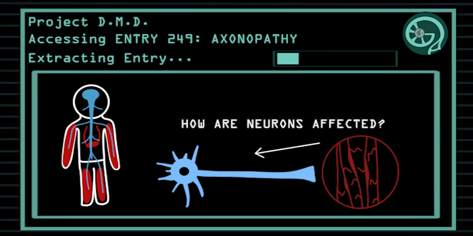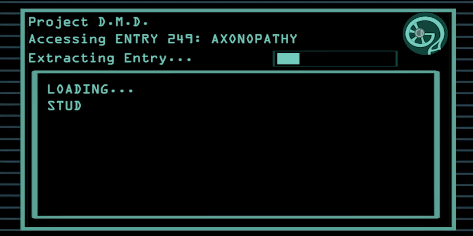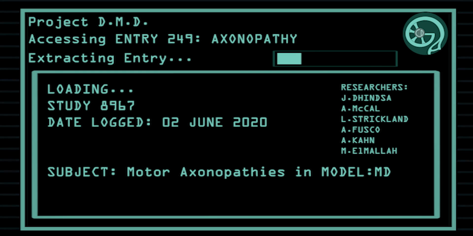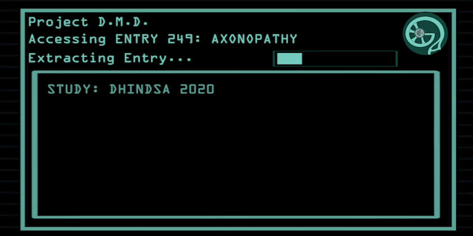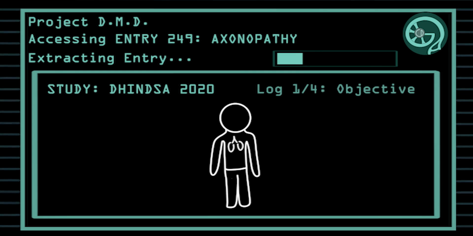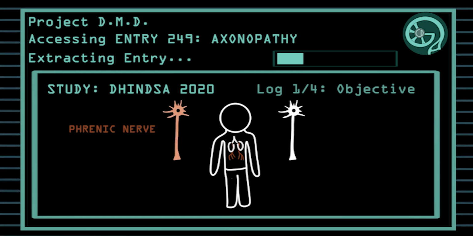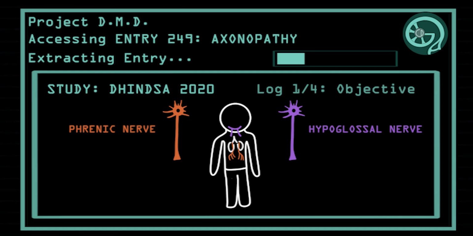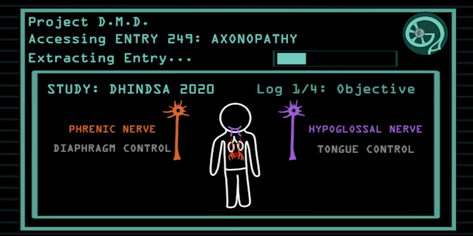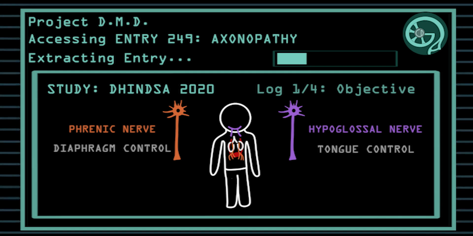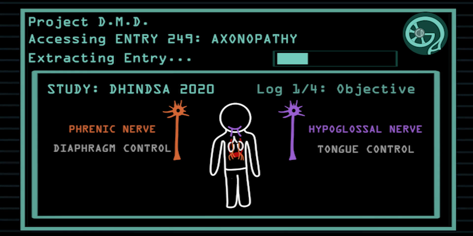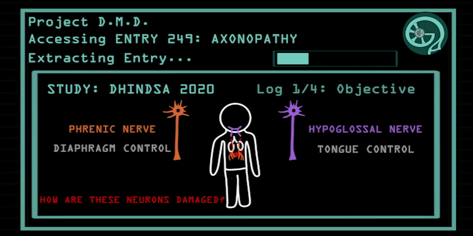Specific DMD axonopathies in motor neurons have only recently been documented in studies such as the one logged below. The target neurons in this study are in two groups of nerves, the phrenic nerve and the hypoglossal nerve. These two nerves control muscles critical for respiratory function, failure of which is a common cause of early death for DMD patients. The pathology of these muscles has been well documented, but this study aims to identify pathology in the motor neurons.